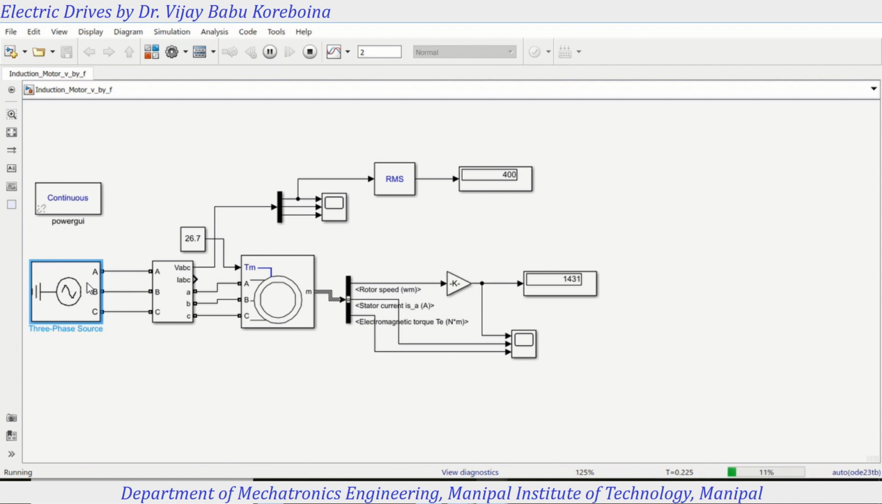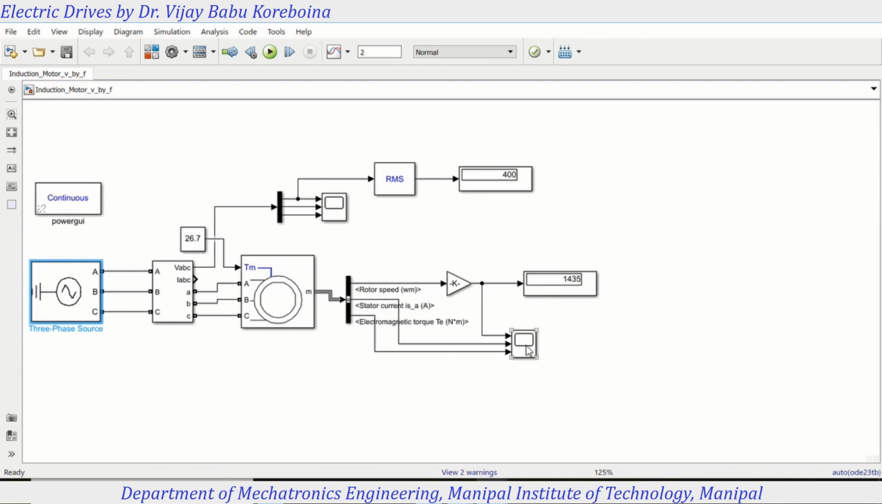This is the simplest way if you get any induction motor, right? If you connect it directly to the full voltage and full supply, it will run at the rated speed. Okay, it's almost reaching 1435 RPM. So let me stop here.